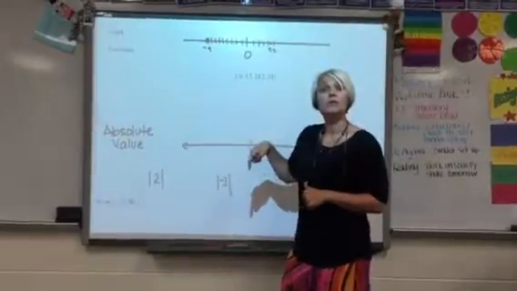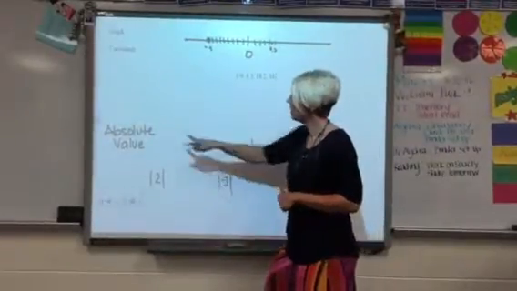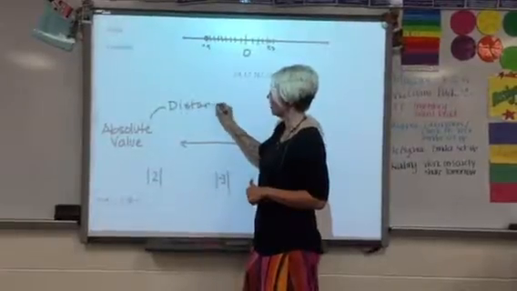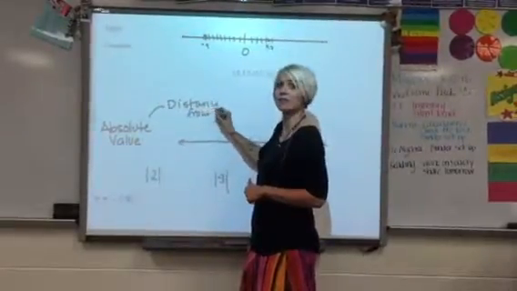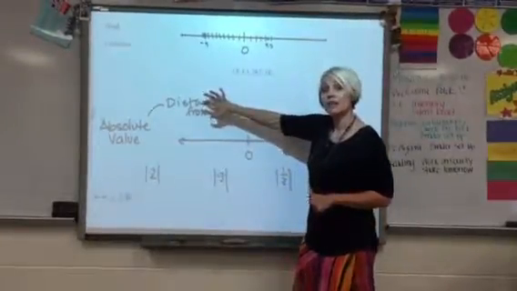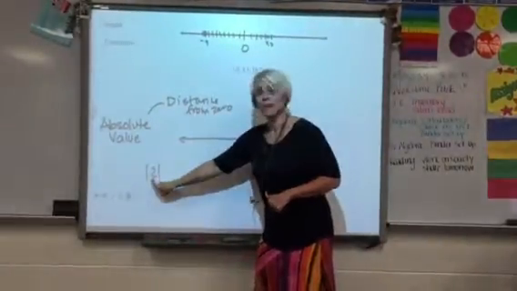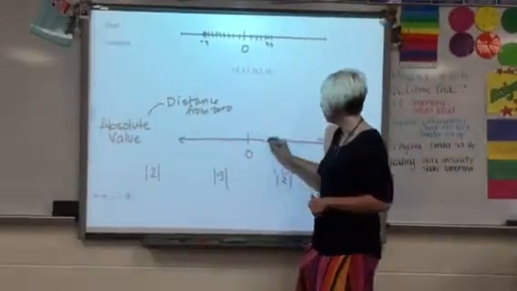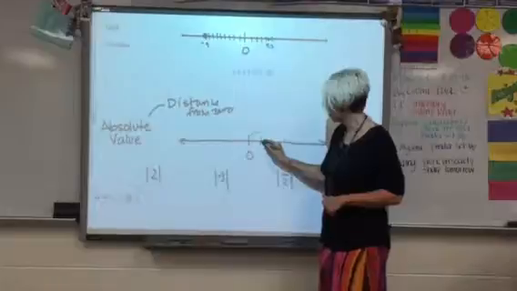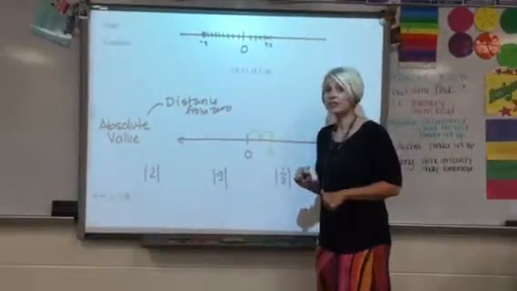Something else I want to review with you is absolute value. Absolute value is distance from 0. That's all it is. It's just distance from 0. So, how far are these numbers from 0? Absolute value of 2. If you look, here is 2. How many steps from 0? 1, 2. Direction doesn't matter.